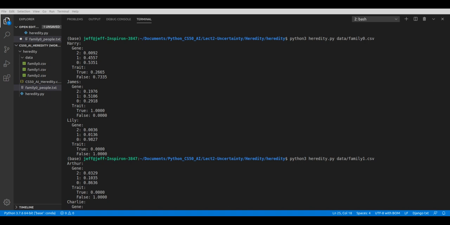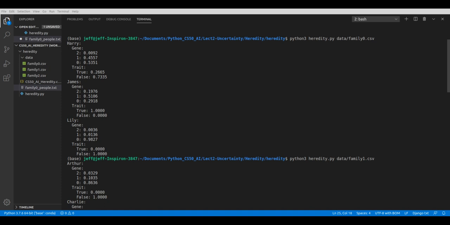The first data set consists of a child named Harry. That's at the very top of the screen on the left-hand side, and that child has a mother named Lily. She's the third one down in the list. And the father's name is James. As you can see, the numbers underneath show the probability they will have the gene with 2 copies, 1 copy, or 0 copies. And those numbers for those different combinations all add up to 1.